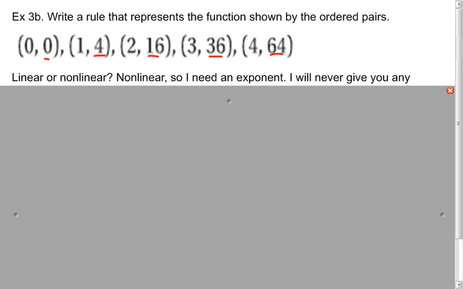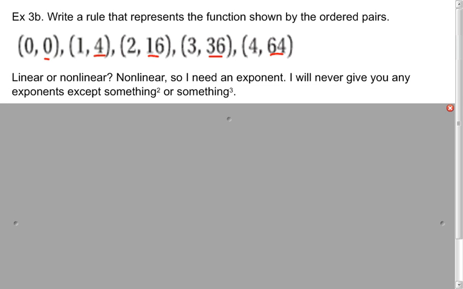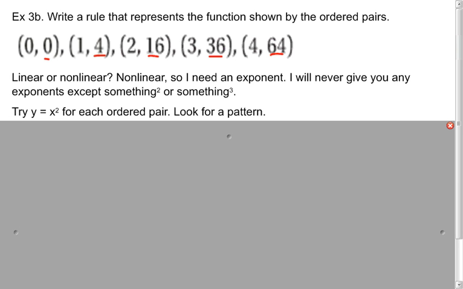Now, I want you to know, I'm never going to give you any exponents except squared or cubed, so no exponents other than a 2 or a 3. I'm not going to give you something like x to the 4th or x to the 5th. Okay? So that should help you limit what you're going to have to guess and check with. So with this one, let's try y equals x squared. If I do 0 squared, I get 0. Okay, that one works.